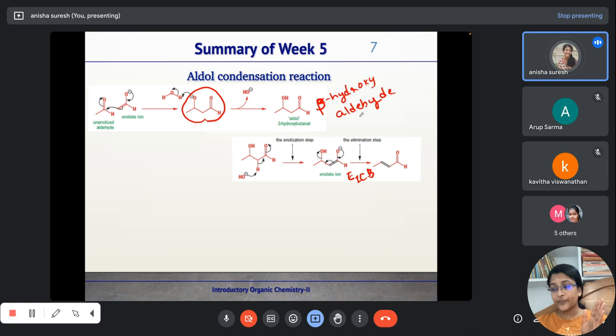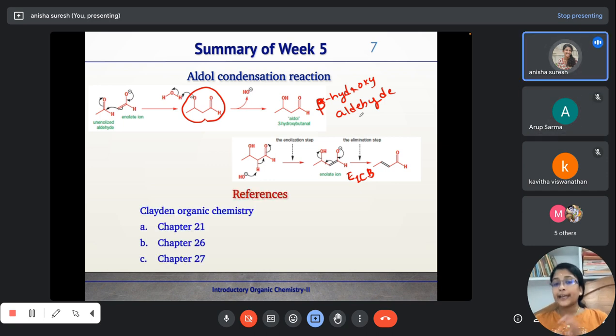So is this clear to everyone? Now we can go to discussion of problems. Is this clear? Yes, ma'am. Then you can follow Clayden chapter 21 for enols and enolates basic introduction, followed by chapter 26 for alkylation reactions of enols and chapter 27 for aldol reactions.